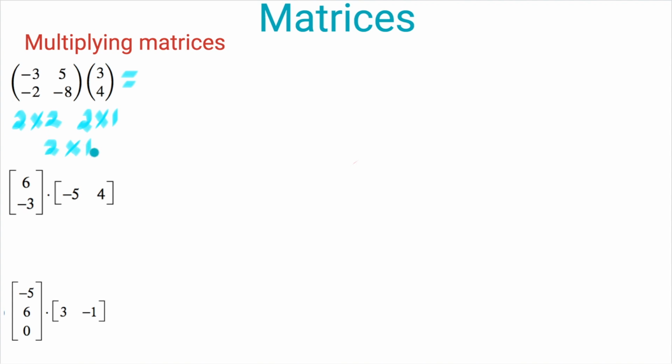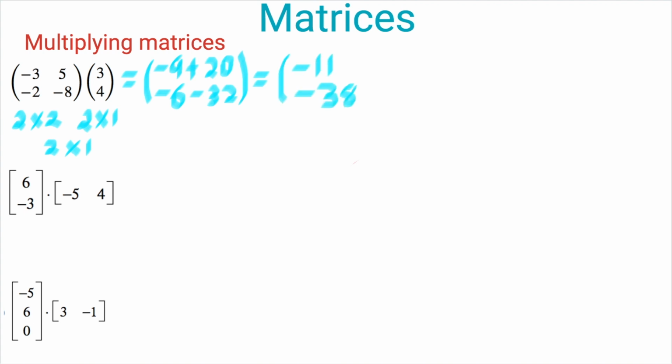So now let's see how we multiply them. So we're going to be multiplying -3 times 3 and we get -9. And then we need to add the product of 5 times 4. Now we also multiply -2 times 3, which is -6, and -8 times 4 is -32. So now we're going to add negative 9 plus 20, which is going to give us negative 11. And negative 6 minus 32 is negative 38.